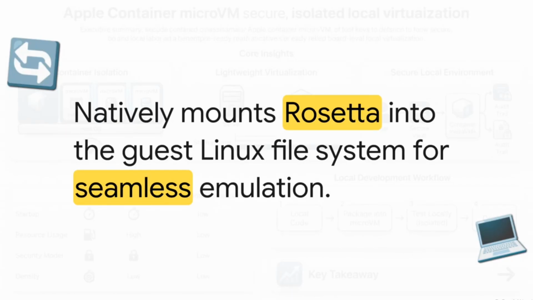For any developer transitioning to Apple Silicon, maintaining compatibility with x86 production software has been a real headache. This engine solves that by natively mounting the macOS Rosetta 2 translation layer directly into the guest Linux file system. You can pull and test legacy Intel images totally transparently. No external translation bridges or clunky emulation layers to configure.